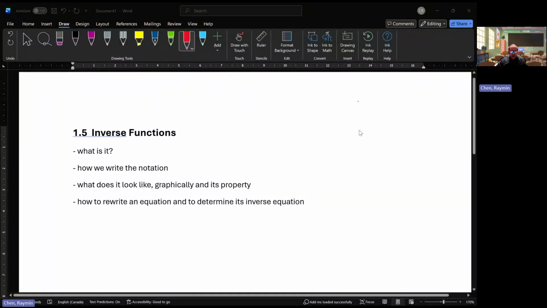Basically, we're going to talk about inverse functions and what they are. We're also going to write down how they are written. We're also going to look at them graphically and see what property they have. And then finally, if we give you an equation, can you actually find its inverse equation? I'm actually going to block my face just to save some bandwidth.